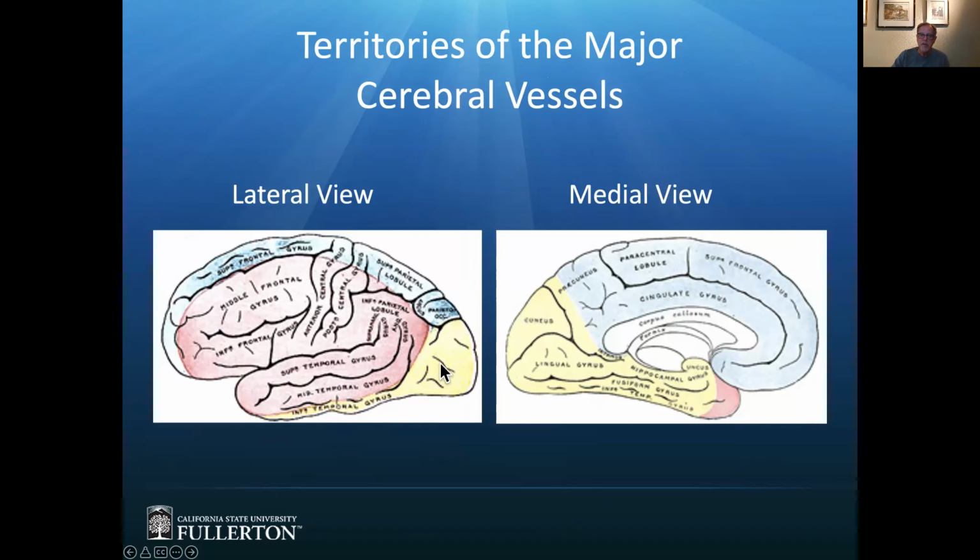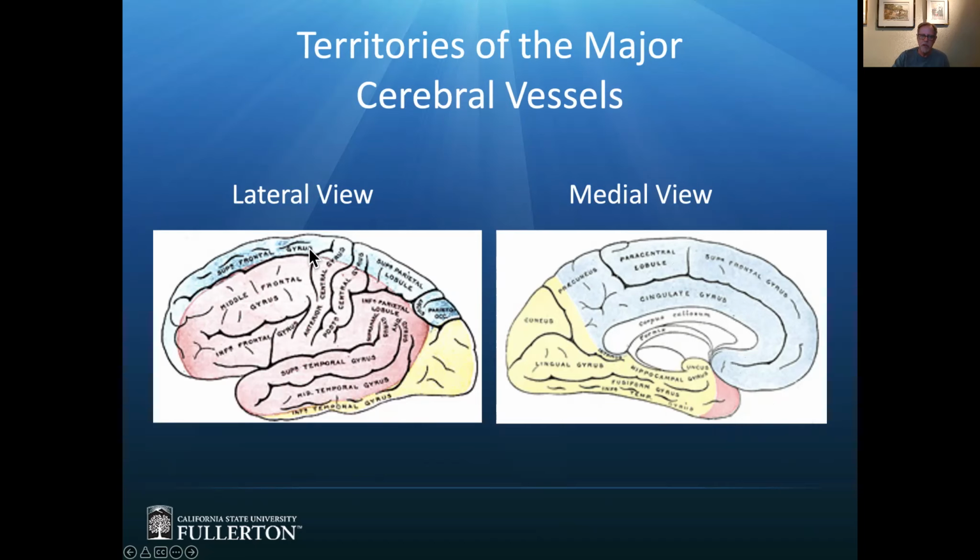And then the visual area back here on the occipital lobe is supplied with its blood by the posterior cerebral artery. And here is a brain viewed from a mid-sagittal section. So I guess we're looking at a left cerebrum here. Here's the corpus callosum. And here is the area supplied by the anterior cerebral artery.